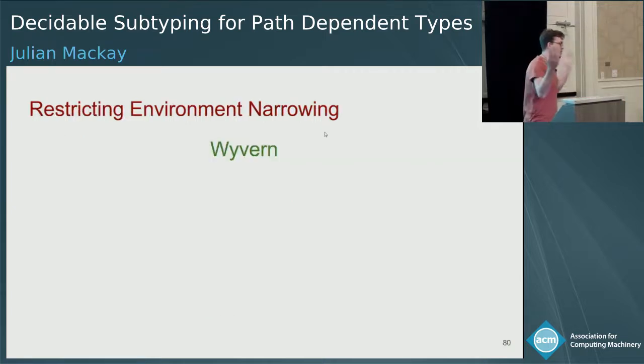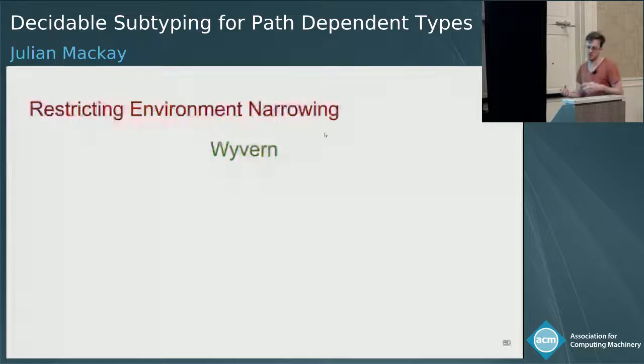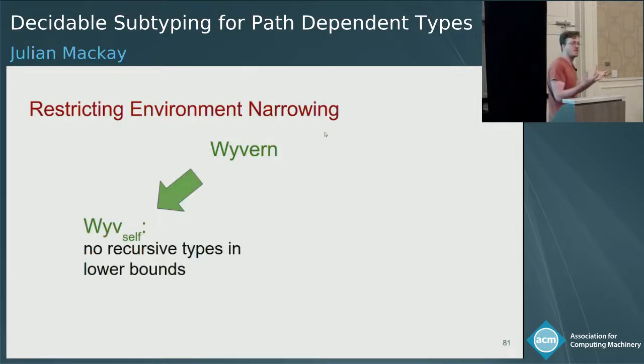So what do we do? How do we fix this? Well, we have developed two variants of Wyvern that approach this from two distinct directions. First off, something we've called WyvSelf. It places an extra syntactic restriction on Wyvern that says, if we pull out these recursive object types from the lower bounds, we can fully decouple these recursive usages and environment narrowing from the contravariant subtyping.